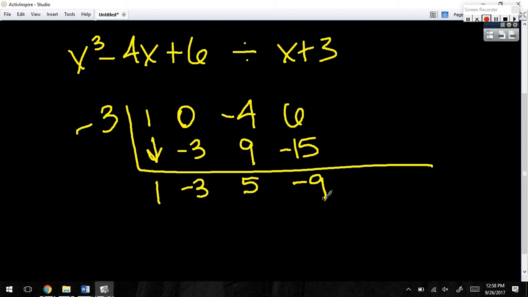Anybody lost? Okay, where'd I lose you? After the 9. This 9? Okay, so I added those. Negative 4 plus 9 is 5. Then I start the whole process again. Negative 3 times 5 is negative 15. And then I add that column together. Do you have a question, Ozzy? How did you get 9 itself? 9 came from negative 3 times negative 3, which is 9.